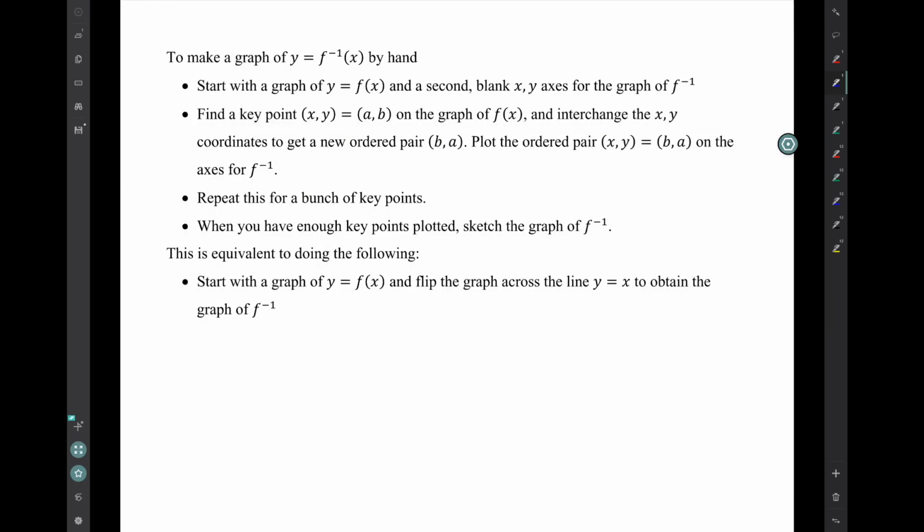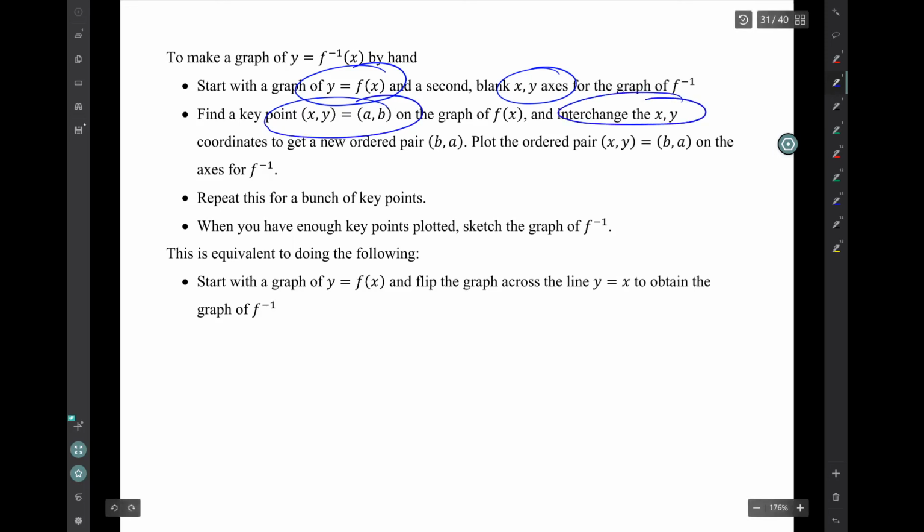Now, to make a graph of f inverse by hand, you start with the graph of f of x and a second blank set of x-axes for the graph of f inverse, and find a key point (x, y) equals (a, b) on the graph of f, and interchange the x, y coordinates to get a new ordered pair (b, a), and plot that new ordered pair on the axes for f inverse. Do this for a bunch of key points. When you have enough key points plotted, sketch the graph of f inverse.